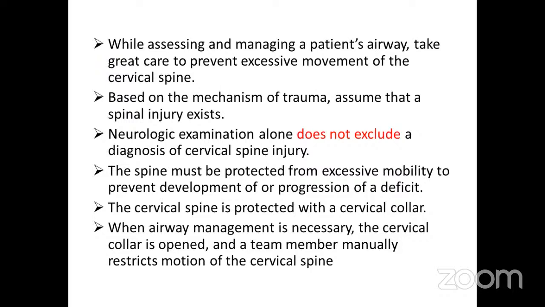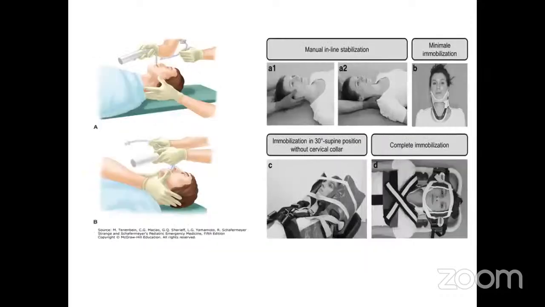While assessing and managing a patient's airway, we have already discussed that you should immobilize the spine, and a normal neurological examination does not exclude a diagnosis of a cervical spine injury. So until proven otherwise, your cervical spine should be protected with a cervical collar. And this is how we do a manual inline stabilization. We need to immobilize the head either with your arms, or you can put sandbags or saline bags on either side of the patient's head. And we can use a cervical collar as well. And when you intubate the patient, you can remove the cervical collar while still immobilizing the spine.